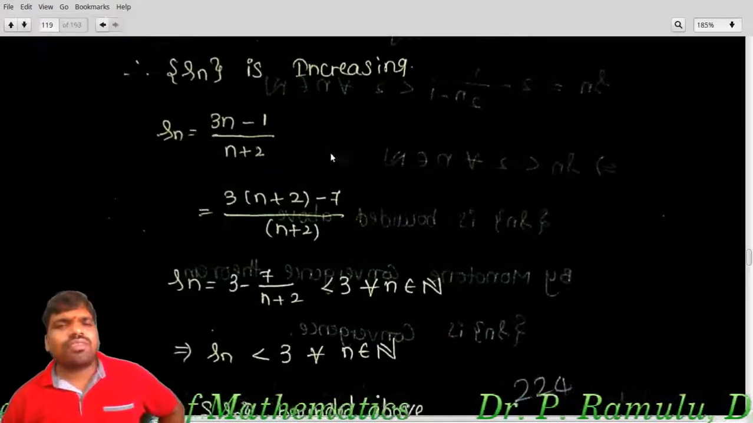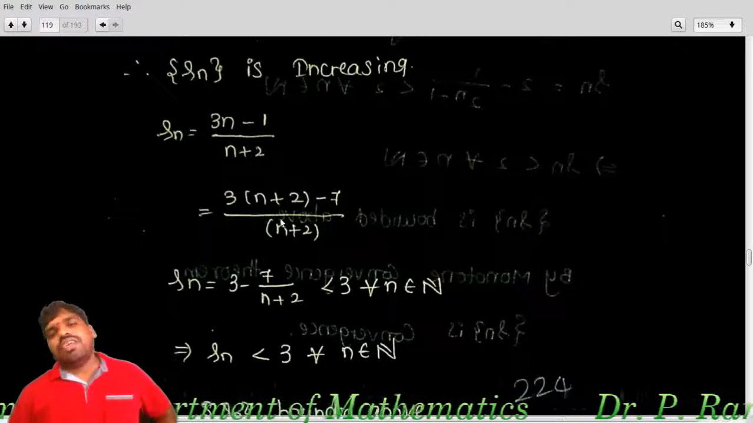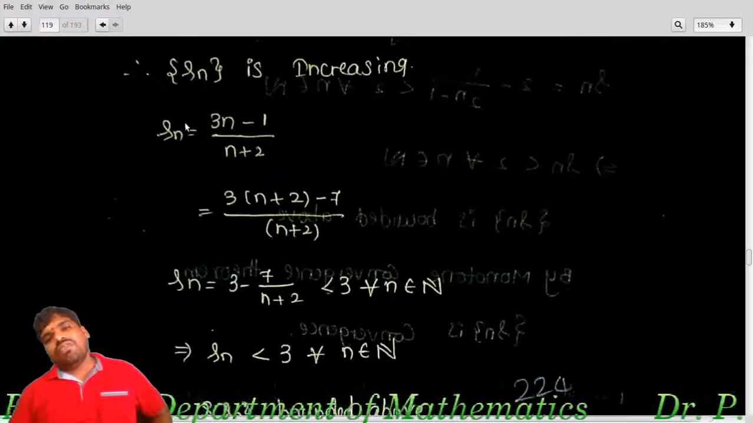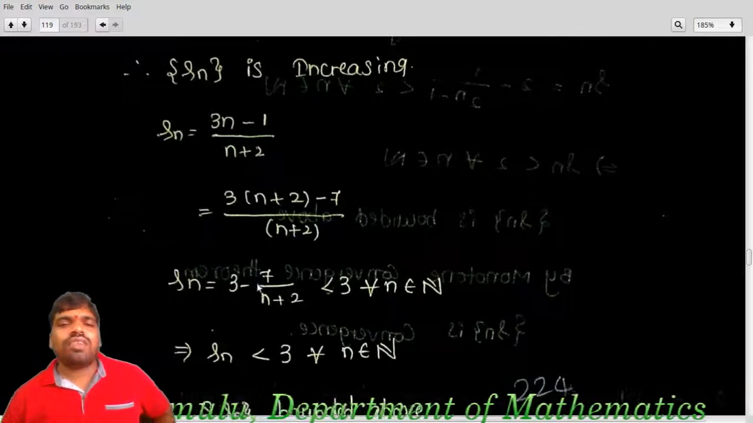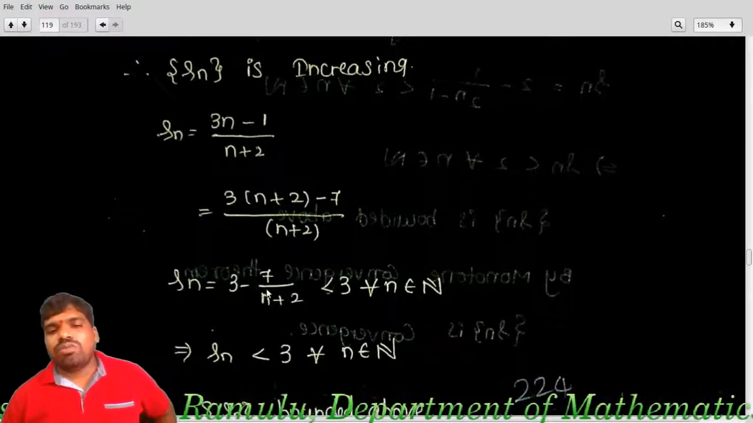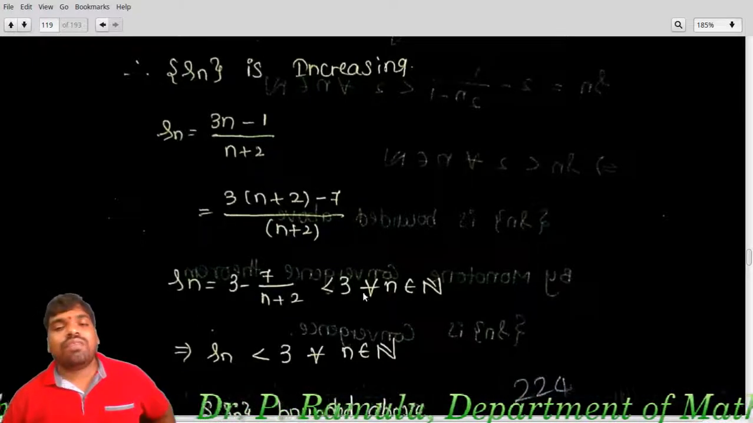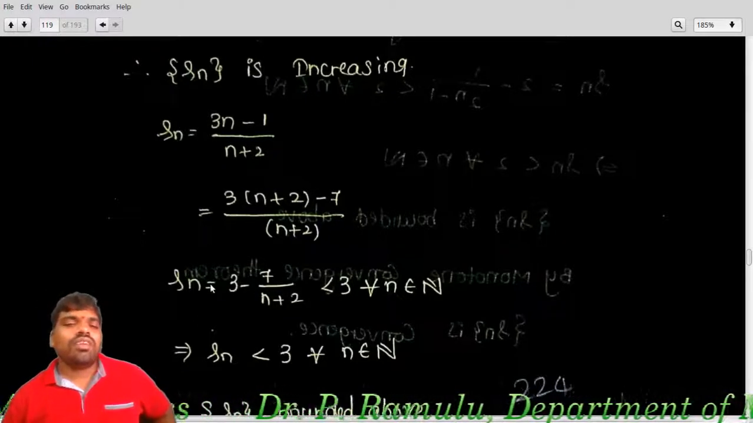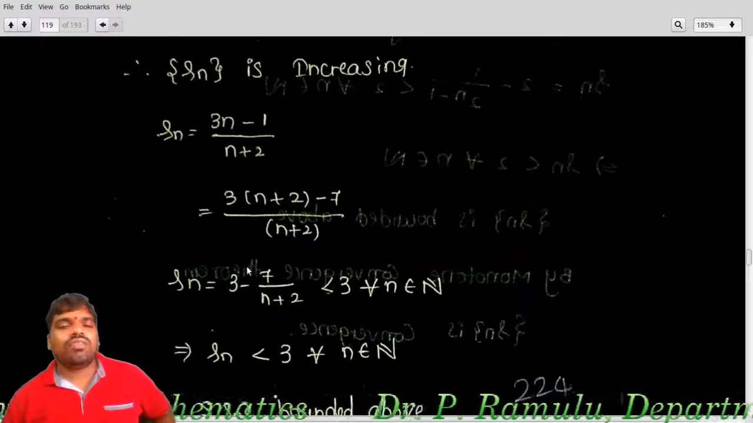I am simplifying: this is 3n plus 6 minus 7, which equals 3n minus 1 only. The n plus 2 cancels out, so Sn equals 3 minus 7 by (n plus 2). If I am removing some term from 3, the result is less than 3 for n belongs to N. So Sn equal to 3 minus 7 by (n plus 2) is less than 3 for n belongs to N.